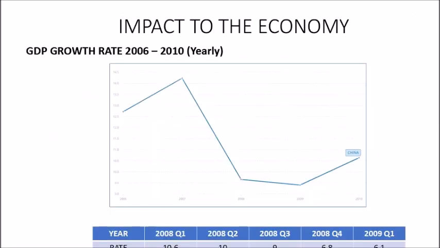Now we look at the impact to the economy. You can see here the GDP growth rate from 2006 until 2010. In quarter 1 2008 the rate is 10.6, and it keeps on decreasing through quarter 2 2008 and onwards, until it reaches 6.1 in quarter 1 2009.